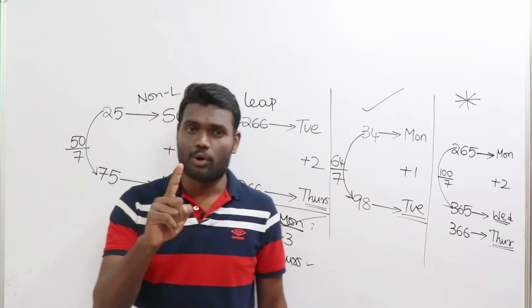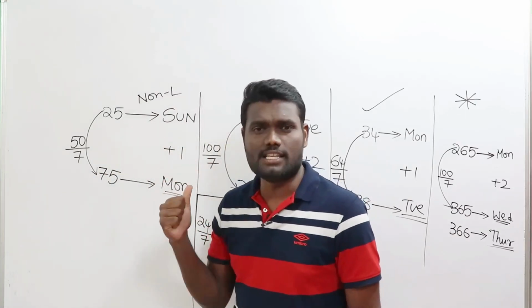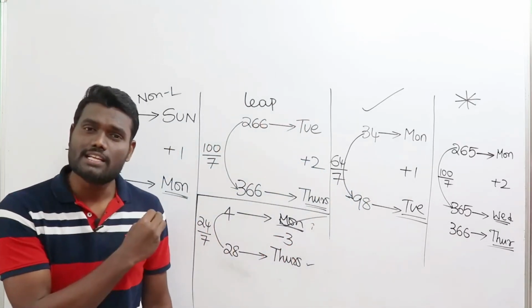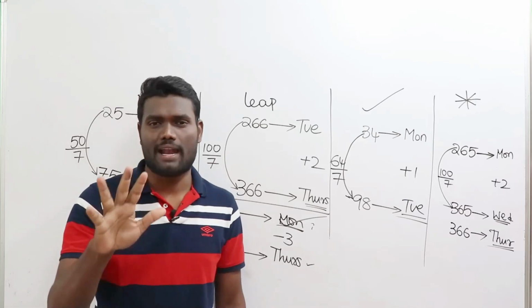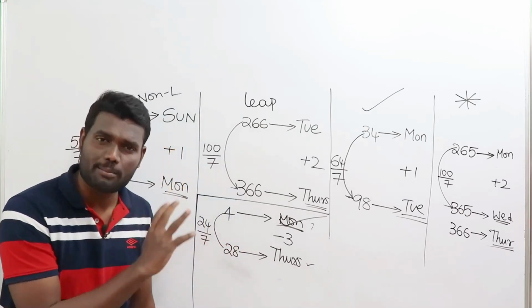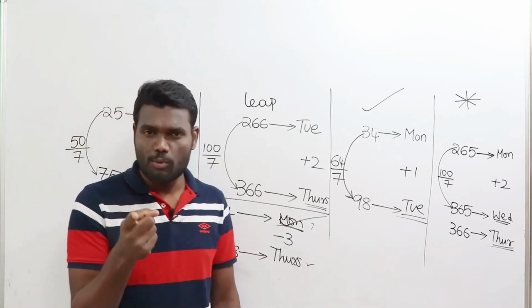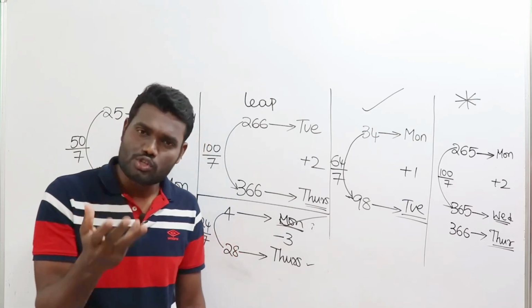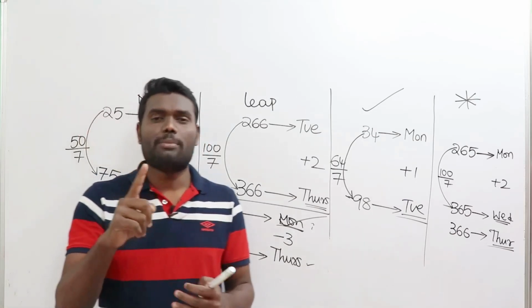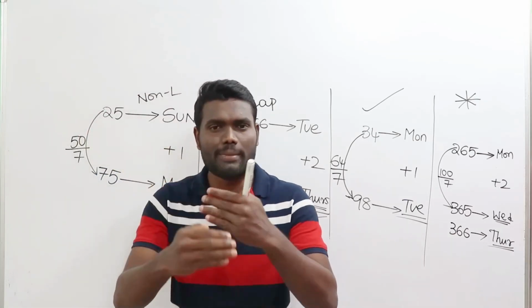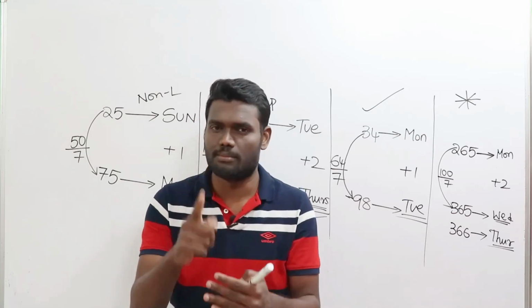Model 1 is really important. Hope this is really easy for you. If this is really easy, you can solve any question from calendars. Why? Because based upon model number 1, I will show you how to solve model number 2, and model numbers 3, 4 and all. Once you know model number 1, the remaining questions are really simple.